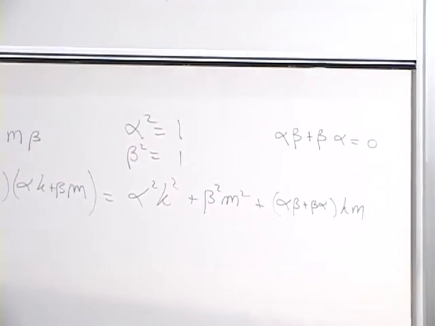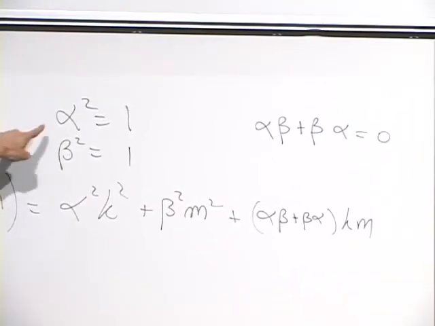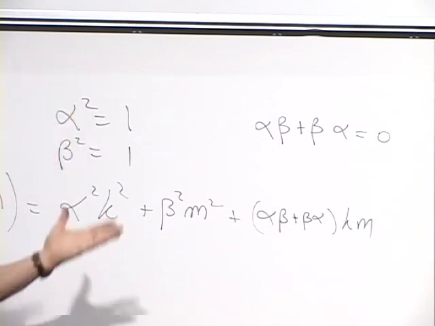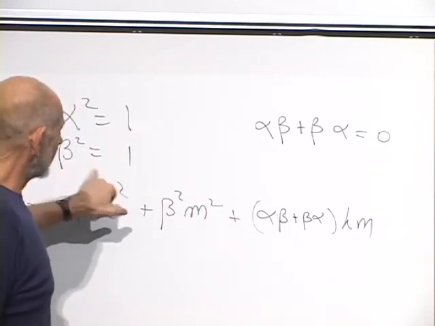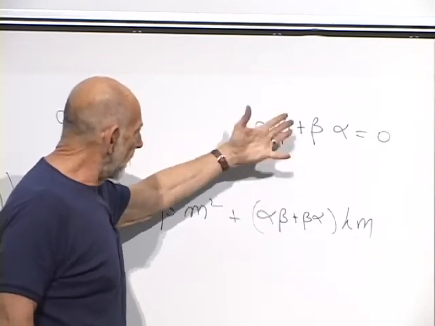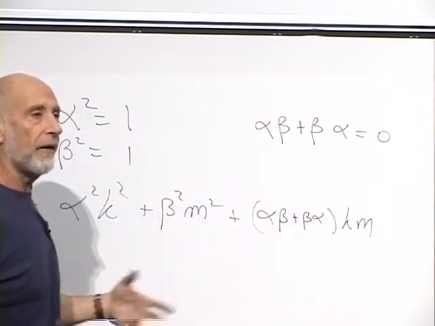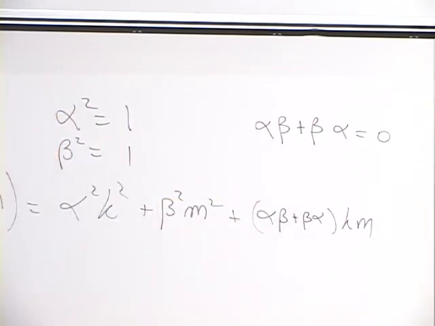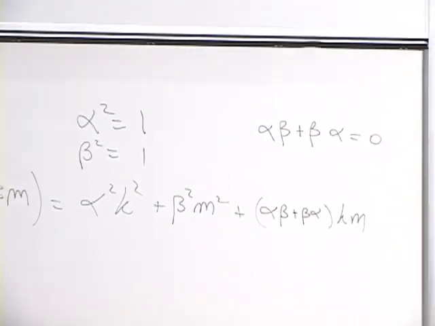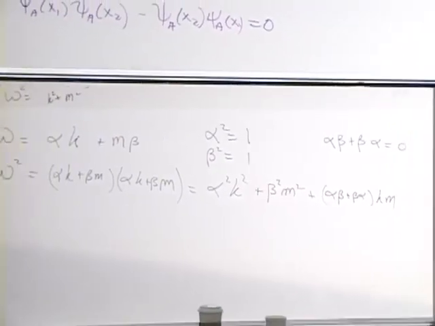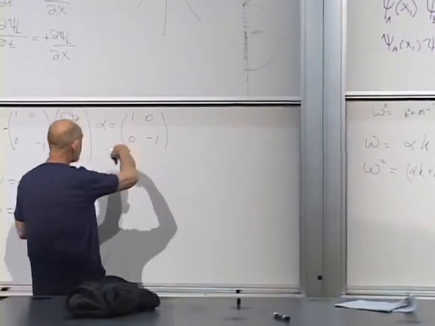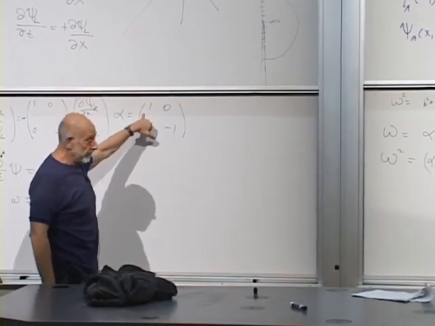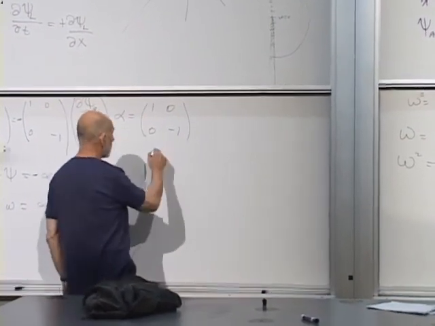This would be impossible with alpha and beta just being numbers. You can certainly satisfy alpha squared is equal to 1. That's no problem. Beta squared equal to 1, you can also solve. But how are you going to solve this together with this? If they were just numbers, it would require either alpha or beta to be 0, but this says that neither alpha nor beta is equal to 0. On the other hand, if they're matrices, it's quite possible. So let's begin with alpha squared equals 1. We've already specified what alpha is. The square of this matrix is indeed 1.